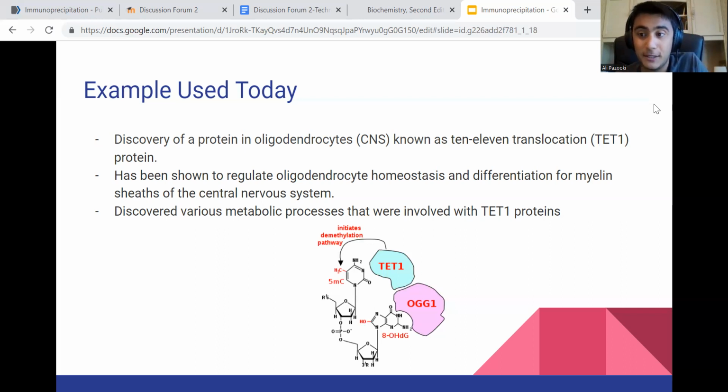Even though this protein went through numerous trials and studies using Western blotting and SDS-PAGE, the ability to utilize immunoprecipitation as well as co-immunoprecipitation to analyze it further in depth alongside Western blotting and SDS-PAGE showed a new discovery. There are various ten-eleven translocation proteins, but TET1, metabolically as well as structurally, played a significant role in oligodendrocyte homeostasis and differentiation. This was one of the prime examples of immunoprecipitation being utilized within our biochemical pathways in our body, especially within the central nervous system.